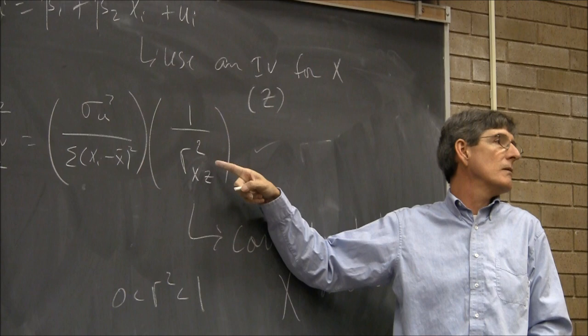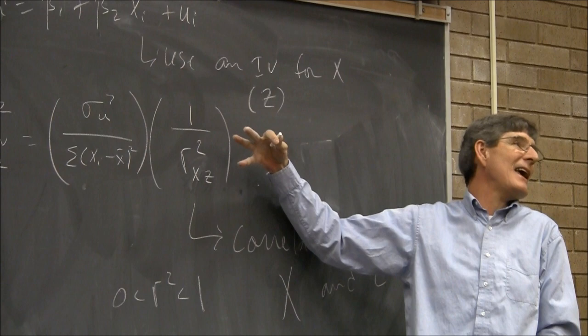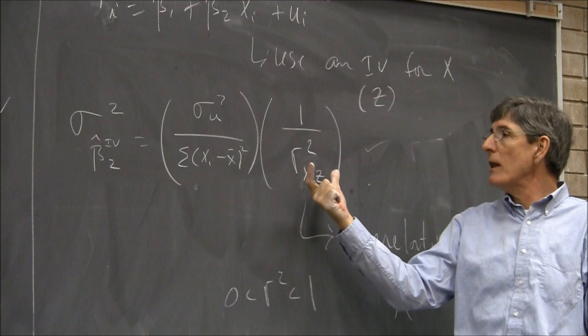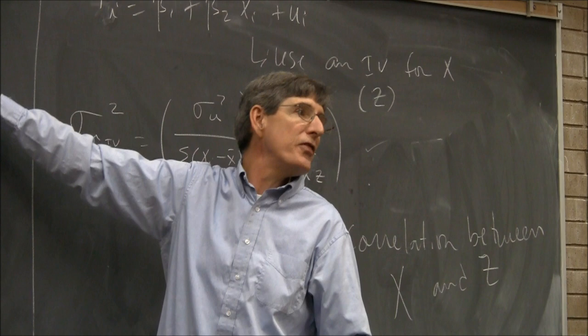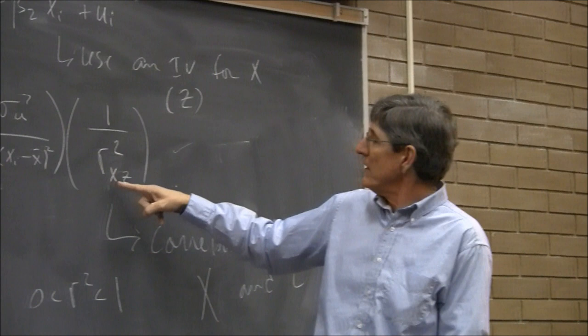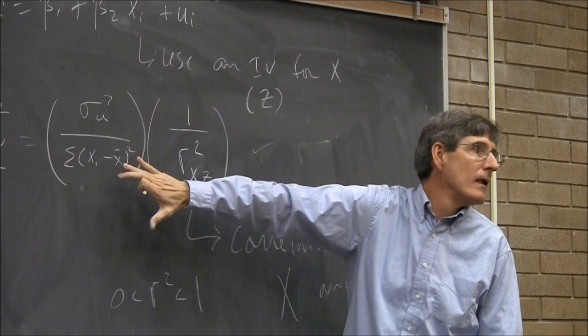So 1 over a fraction, like 1 over a half is 2, right? 1 over a quarter is 4. 1 over an eighth is 8. So the smaller the correlation, what happens to the variance of your estimate? It goes up. As this correlation goes to 0, as your instrument becomes less and less related to the thing you're instrumenting for, the variance of your estimator goes way, way up. In the perfect case, if you didn't need an instrument, essentially you get what's the correlation of X and X? 1. So in the standard case, this is 1 because you don't need an instrument and you get the standard estimator. And so the instrumental variables give you consistency.